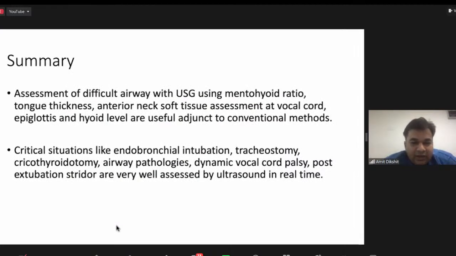We are looking at the anterior soft tissue neck structures, the hyoid, the epiglottis, the tongue. Critical situations, definitely the cricothyrotomy, the percutaneous dilatational tracheostomy, even the vocal cord movement after surgery, the post-extubation stridor, these are real-time and they are helping in a very big way.